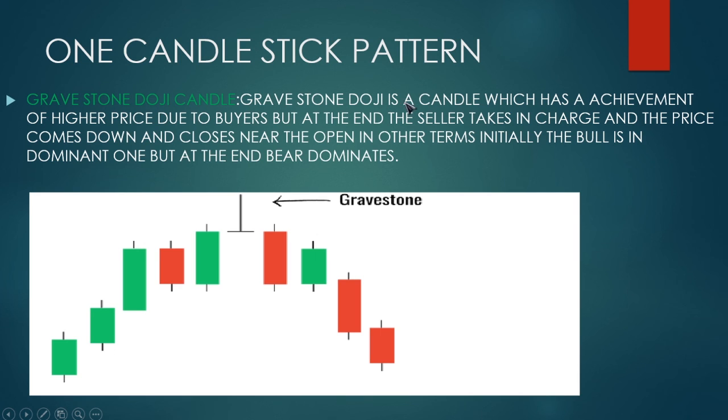A gravestone doji is a candle which has an achievement of higher price due to the buyer, but at the end the seller takes charge and the price comes down and closes near the open. In other terms, initially the bull is dominant, but at the end the bear dominates. The gravestone doji is a candle which has an achievement of higher price due to buyers, but at the end the sellers take charge.